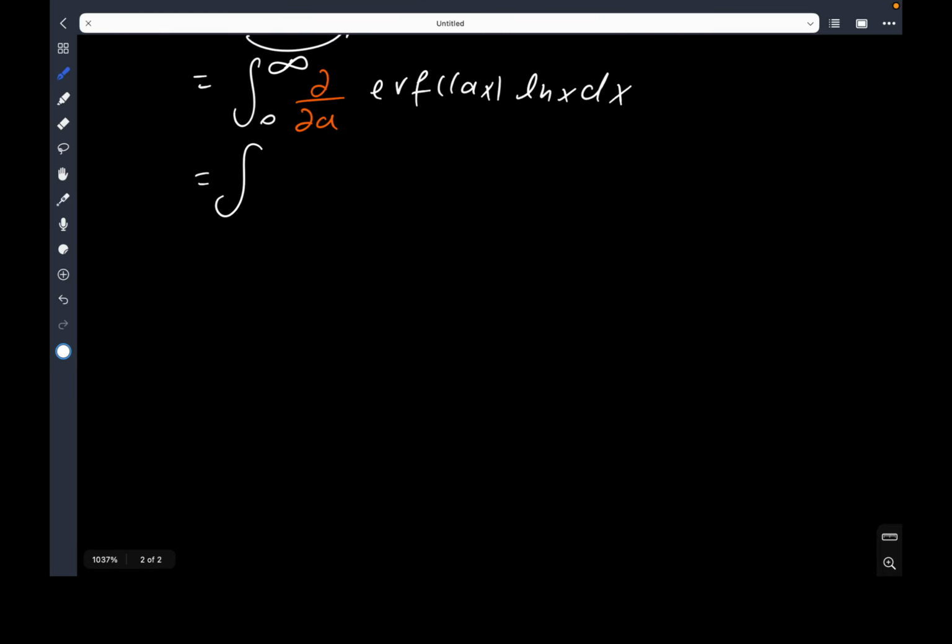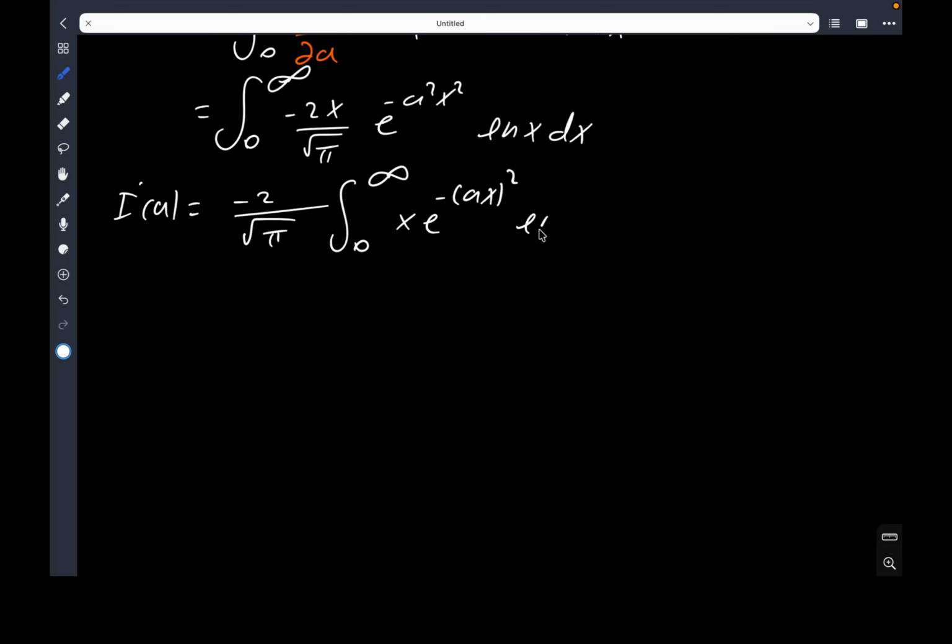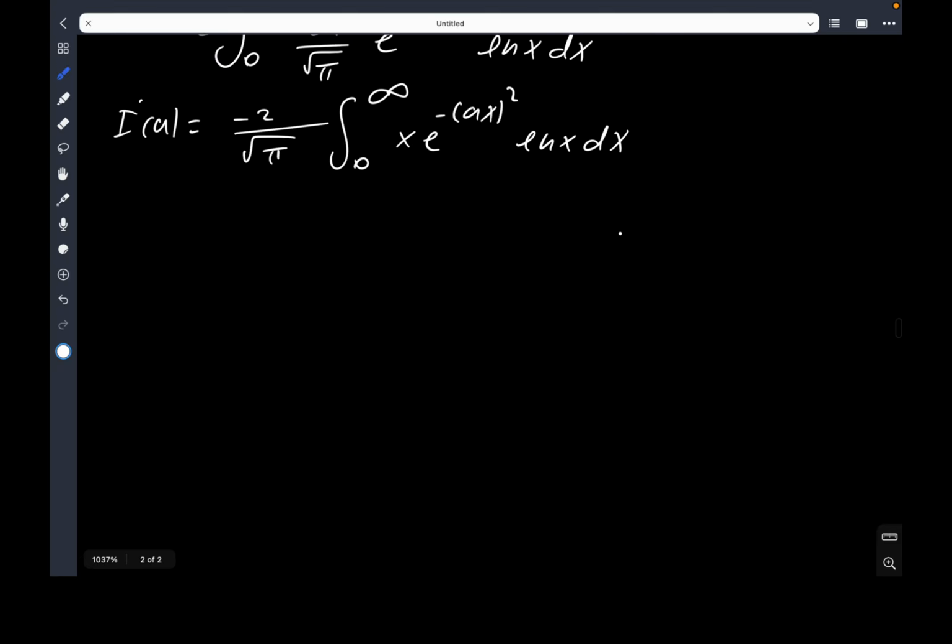So it's going to be the integral from 0 to infinity of the derivative of erf of x, which is 2 over root pi e to the negative a squared x squared, times ln x dx. And if I sort it out a little more, it's 2 over root pi, the integral from 0 to infinity of x e to the negative a squared x squared ln x dx.